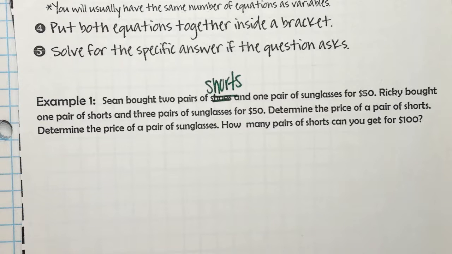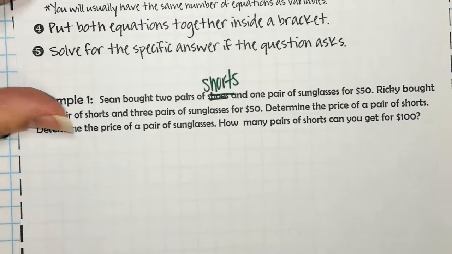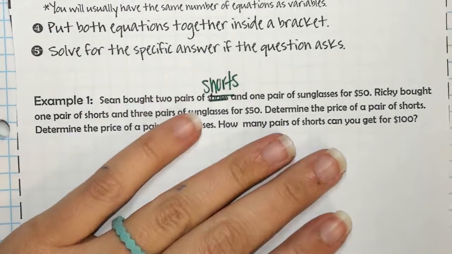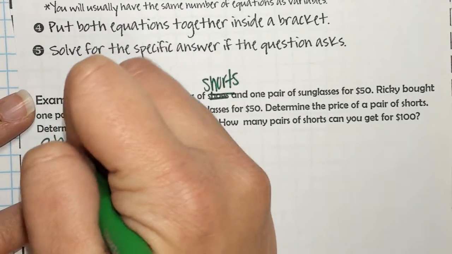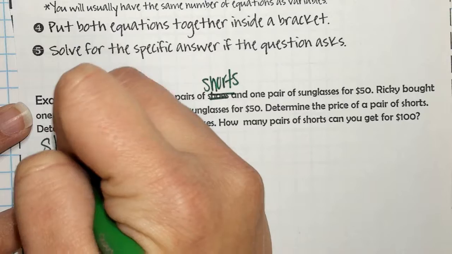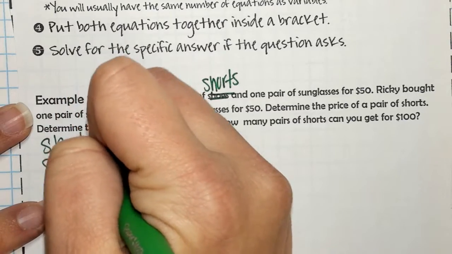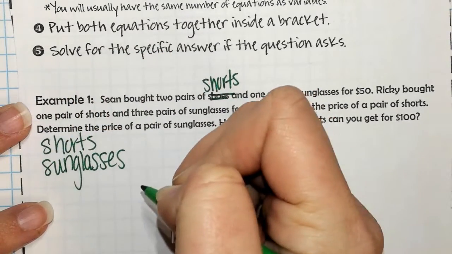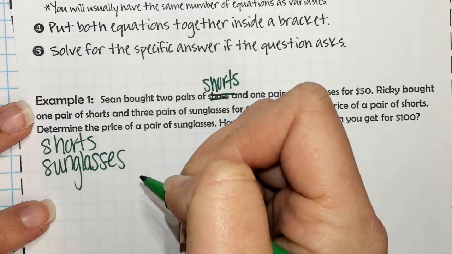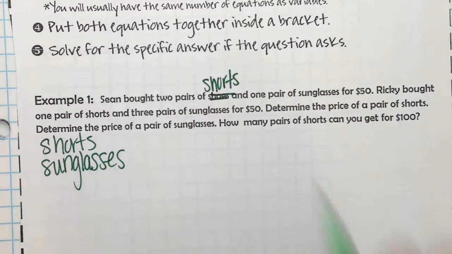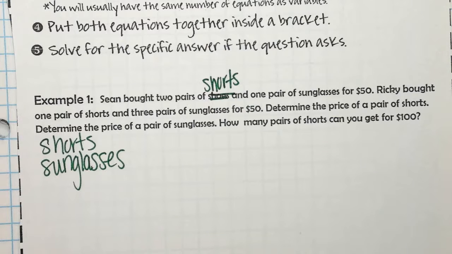Okay, so the first thing is how many unknowns do we have? So what are we looking for? Shorts and sunglasses. Alright, so we know our unknowns. We have 2. We need to assign each unknown.